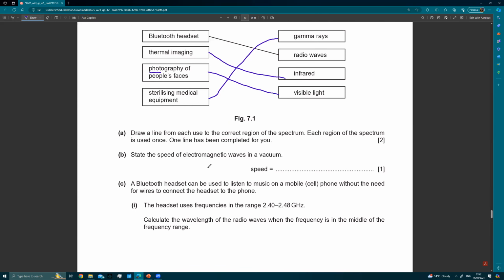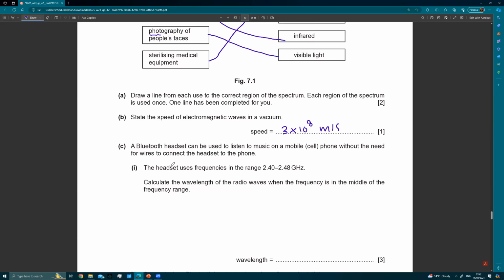Okay. State the speed of electromagnetic waves. Well, all EM waves have the speed of light, which is 3 × 10⁸ meters per second. Calculate the wavelength. Well, it's giving you frequency. We know that speed is equal to frequency times wavelength. It says calculate the wavelength when the frequency is in the middle of the range. So this is the frequency range. The middle of this is 2.44 gigahertz. It wants the wavelength, so we're going to rearrange this equation. Wavelength is equal to speed over frequency. The speed is the speed of light, so 3 × 10⁸, because it's an electromagnetic wave.